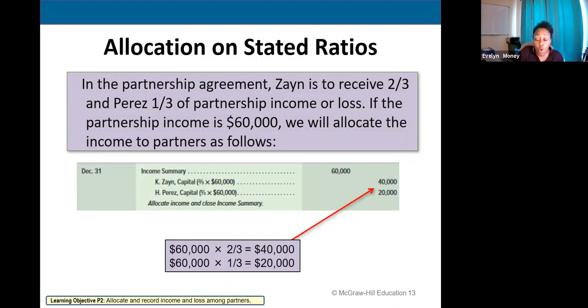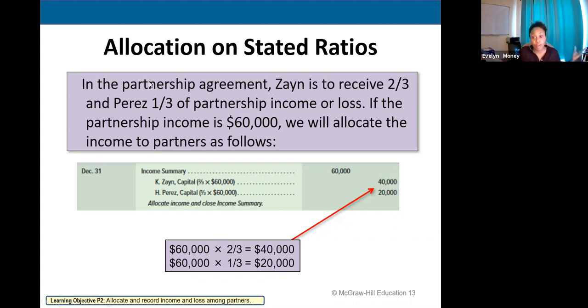The entry is just a regular old closing entry. This is the 3rd closing entry where we close income summary to the capital accounts. You learned that in chapter 4 in accounting 1. If you need a refresher, go back and look at chapter 4 in your textbook. So in the partnership agreement, Zane is to receive 2/3 and Perez gets 1/3 of partnership income or loss. If the partnership income is $60,000, this is the journal entry that we would do to allocate that income.